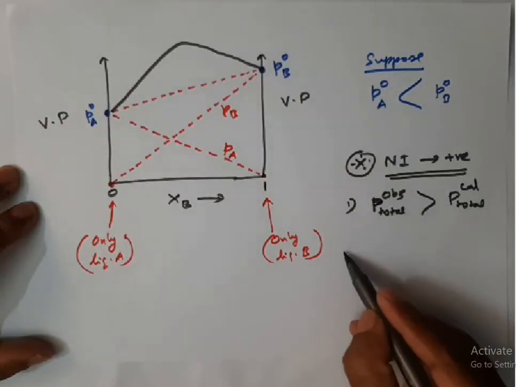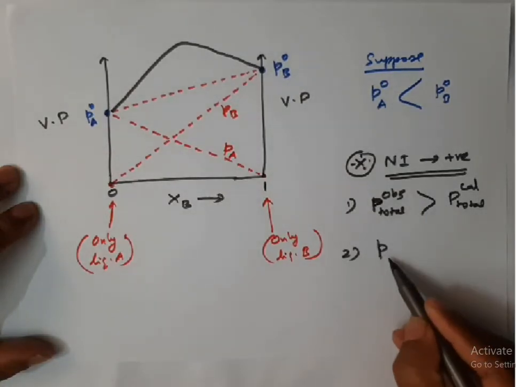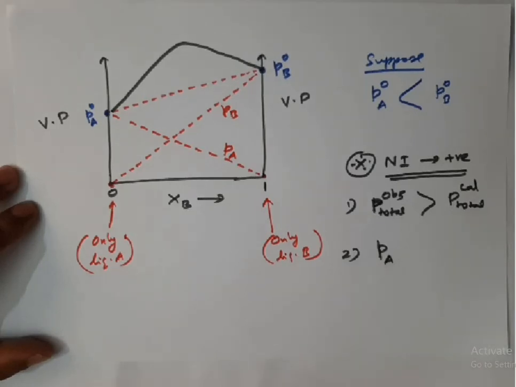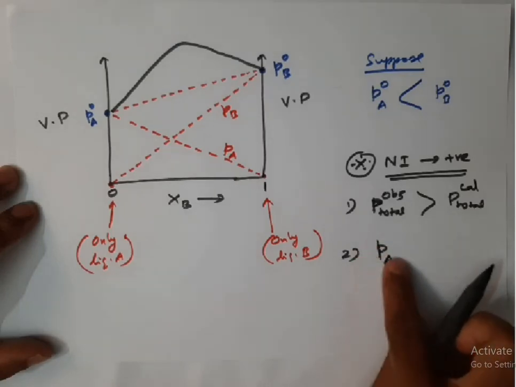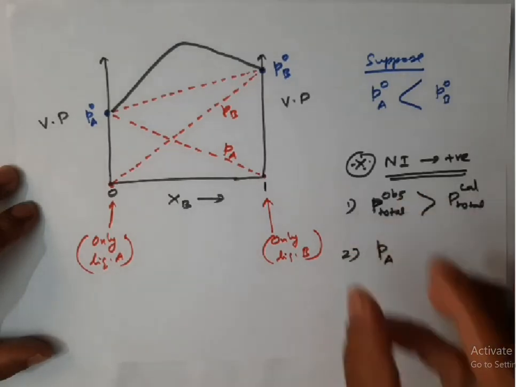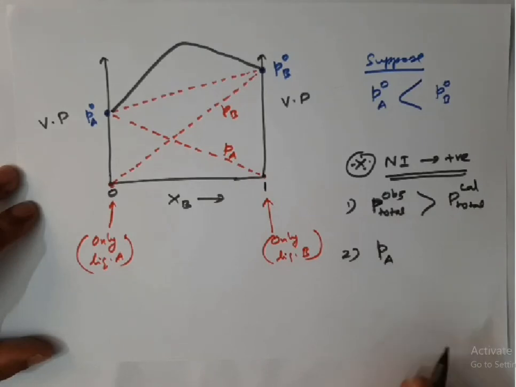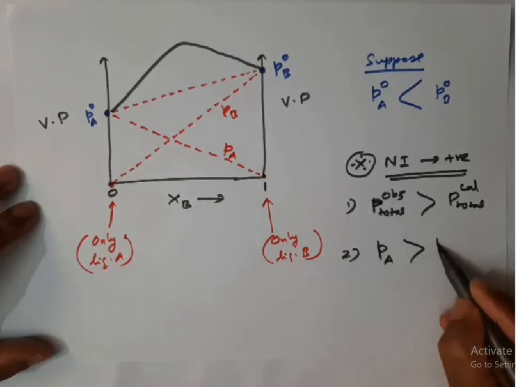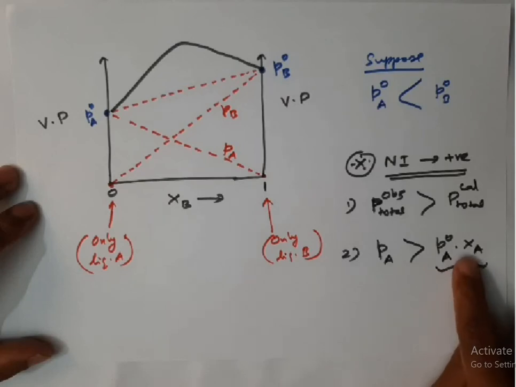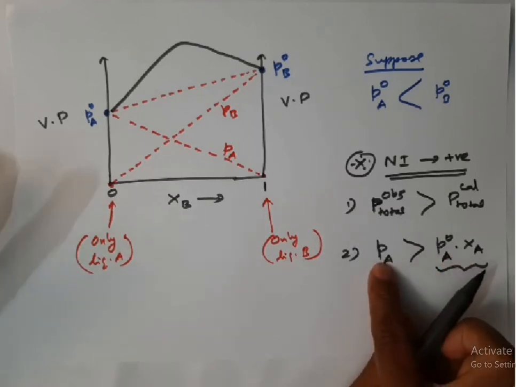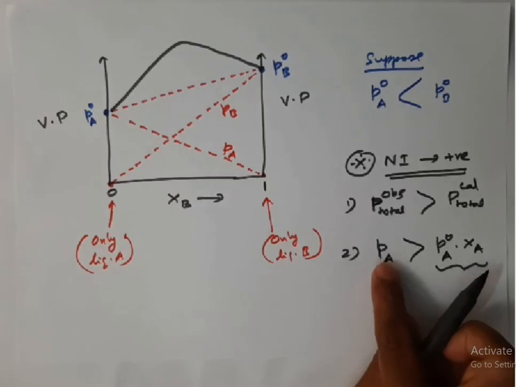Not only that, partial vapor pressure of A, students, partial vapor pressure of A, which is obtained through experiment, it is greater than the product of these two. And you know very well, this is obtained from Raoult's law. Okay, this will give you partial pressure of A through Raoult's law. This is partial pressure of A actually existing in the solution, experimental.